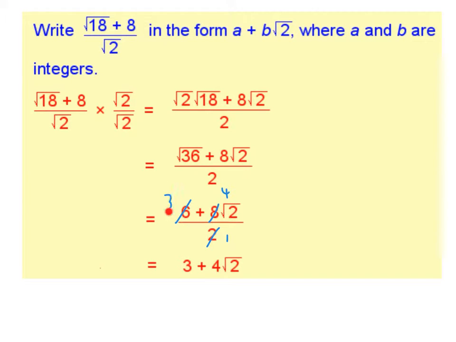6 divided by 2 is 3, so we just bring down a 3. 8 divided by 2 is 4, so we bring down the 4, stick on the root 2. 2 divided by 2 is 1, so we don't need to write the 1 in anymore. So our answer is 3 plus 4 root 2, which is indeed in the form of a plus b root 2, where a and b are integers.